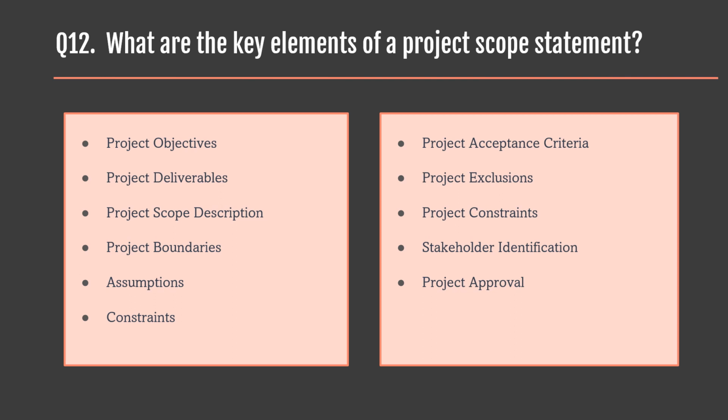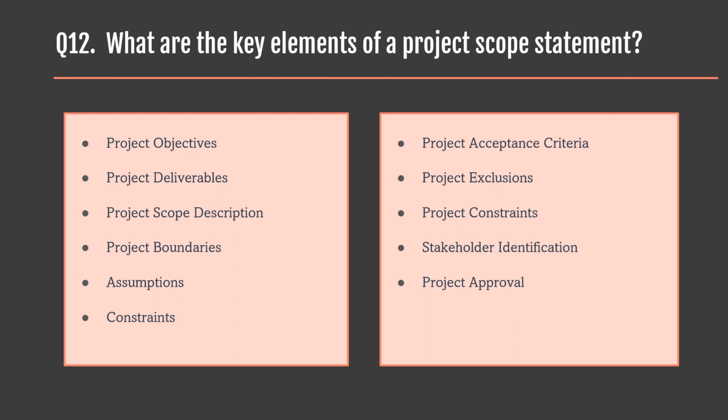Project scope description provides a detailed narrative that describes the overall project scope, including the major components and key features of the project. Project boundaries clearly define the limits of the project scope, what is included in the project and what is specifically excluded. This helps to prevent scope creep.